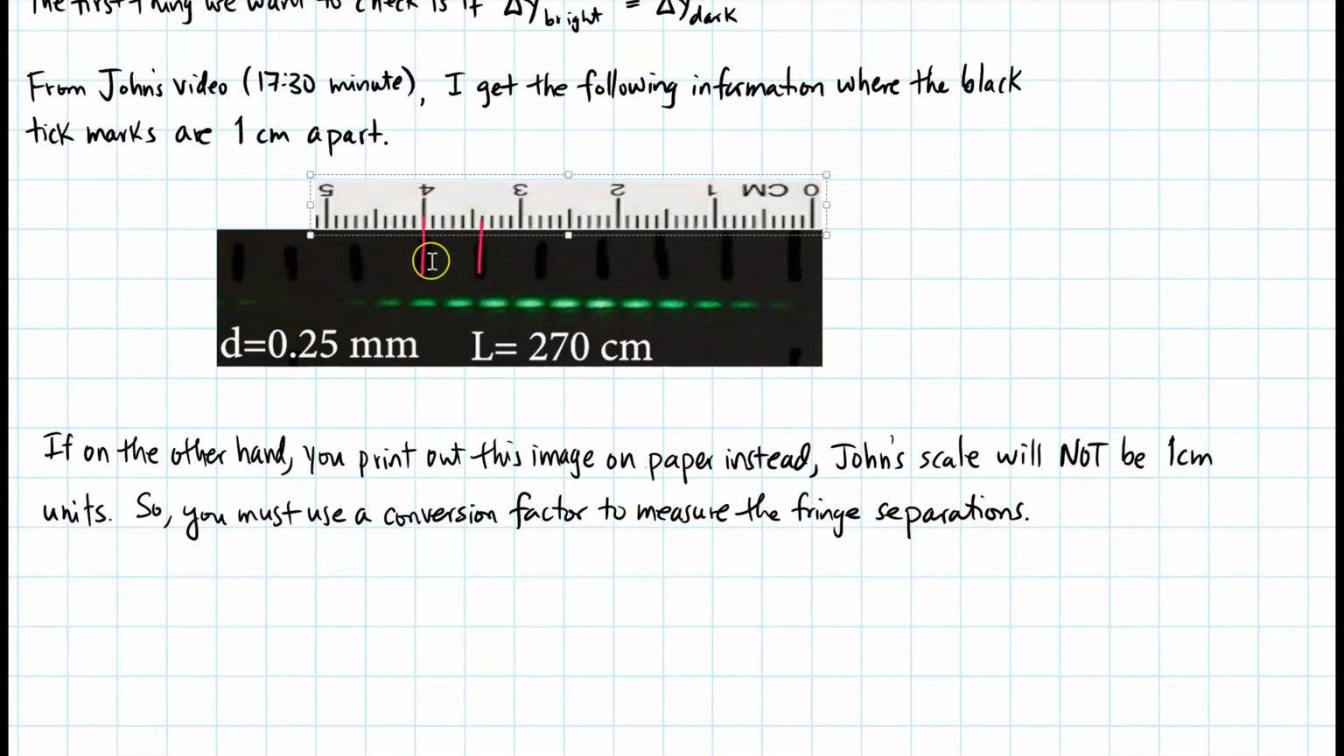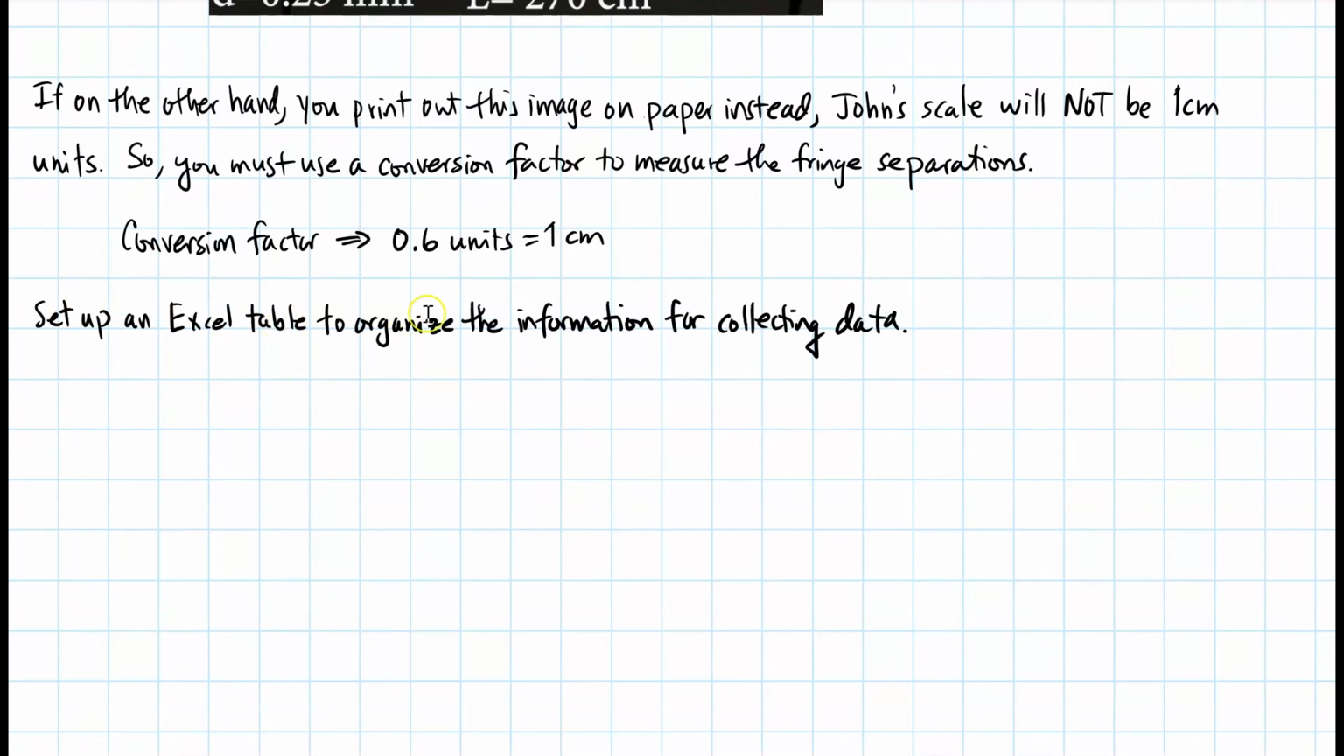So what you're seeing right here is that 0.6 centimeters, or 0.6 units on John's scale, is 1 centimeter on an actual ruler. Therefore, the conversion factor is 0.6 units equals 1 centimeter. Then I'm going to use this ruler to make all the measurements on the fringe separations and then convert to get the right units. Now I'm going to set up an Excel table to organize the information for collecting data.